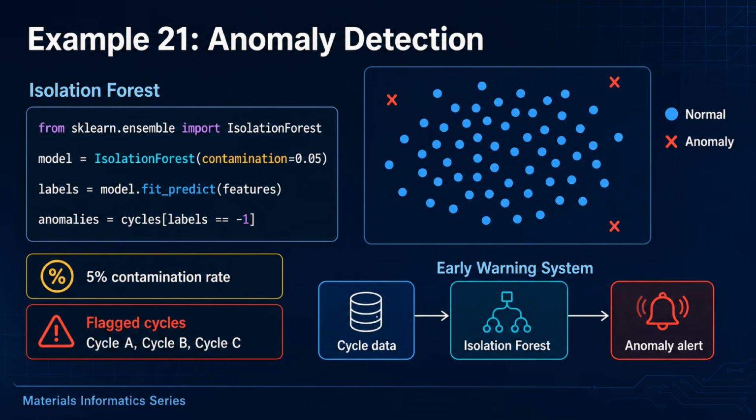Anomaly detection identifies cycles that deviate from normal behavior, potentially indicating manufacturing defects or imminent failure. Isolation forest learns the boundary of normal data and flags outliers. With a small contamination setting, we identify anomalous cycles that warrant investigation. This technique enables early warning systems in battery management systems before catastrophic failures occur.